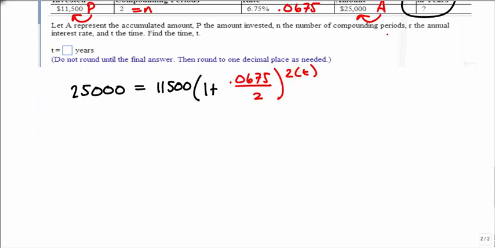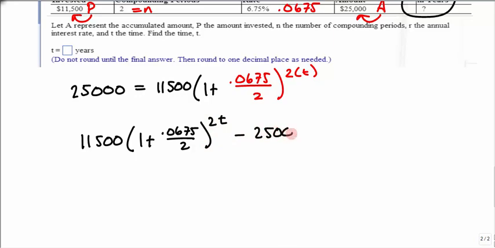T is in my exponent, so if I want to run through this with logs I can, or I can just graph this to start with to see what I have. If I were to graph this, it would look like 11,500 times (1 plus 0.0675 over 2) to the 2t. I'll use an x there, and then subtract the 25,000, so this is equal to 0. That's what I would do for graphing. I need to set it equal to 0, so let's go ahead and graph that.